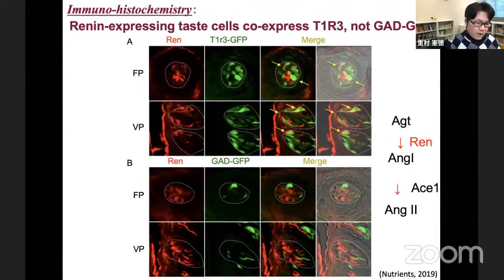Next, we performed the co-expression analysis for these components. Renin positive cells co-expressed with T1R3, like this, yellow observed, in both fungiform papilla and Barrett papillae. But renin did not co-express with GAD. This is the savory receptor marker. The savory receptor marker did not co-express with this GAD GFP.